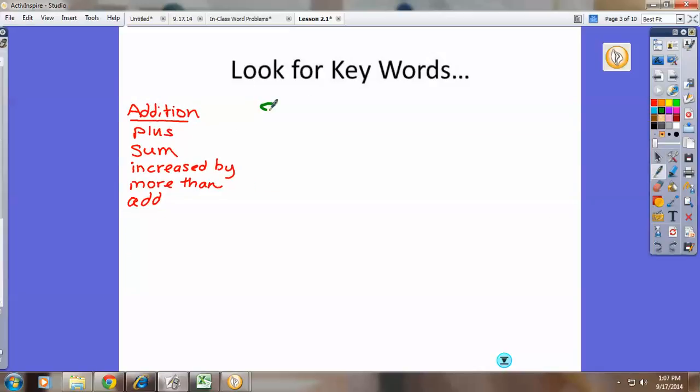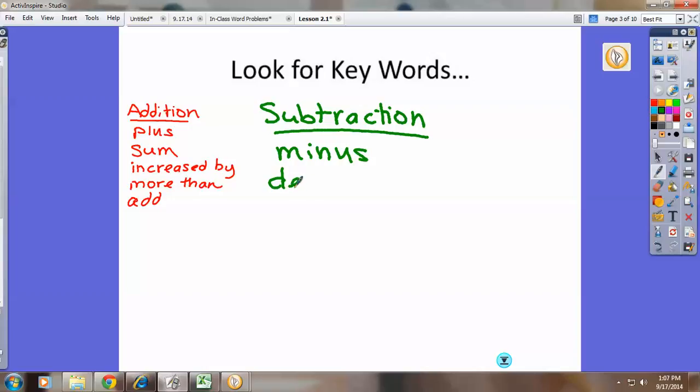Let's go to subtraction next. What type of words might mean subtraction? Minus. Minus. Is that what you were thinking, or do you have something else? Decrease by. Decrease by. Difference. Difference. Good. Anything else? Less than. That's a good one.